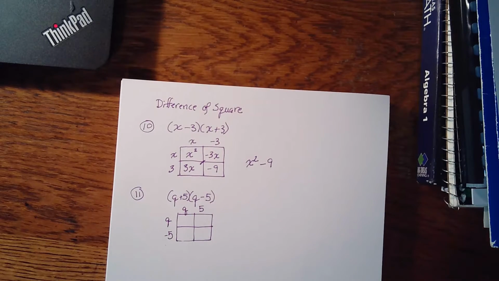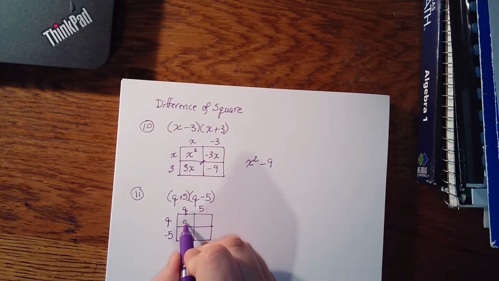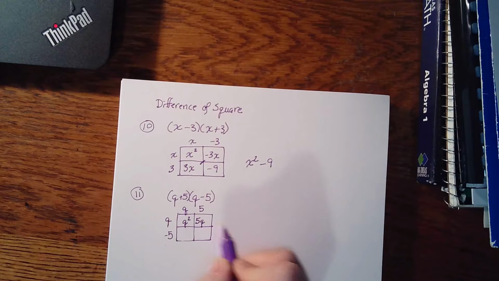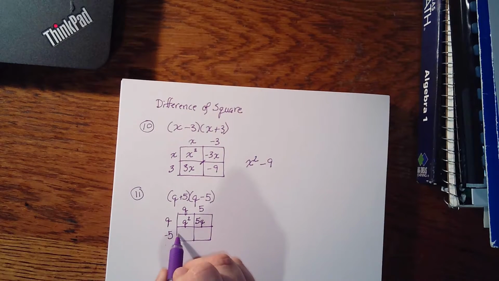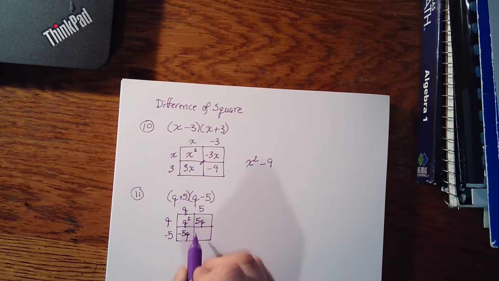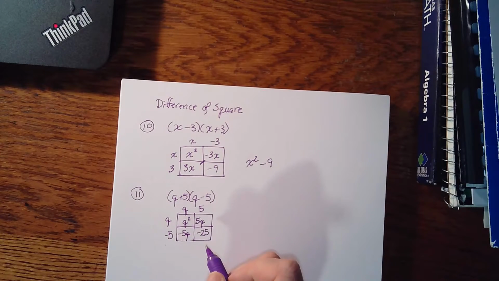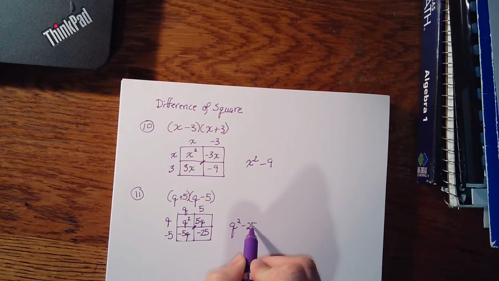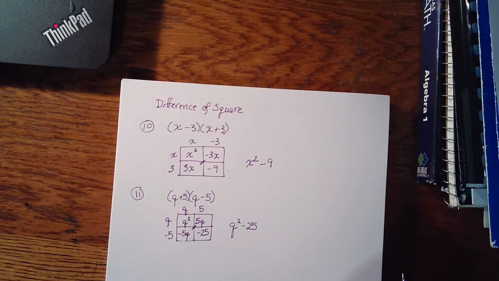So q and q, when we multiply in, becomes q squared. This becomes 5q positive, and this is a negative 5q in the next line. And a negative 5 times a 5 is going to be negative 25. So just like before, the two middle terms are going to cancel each other out. So we're going to end up with q squared minus 25. And that is our final answer for that.